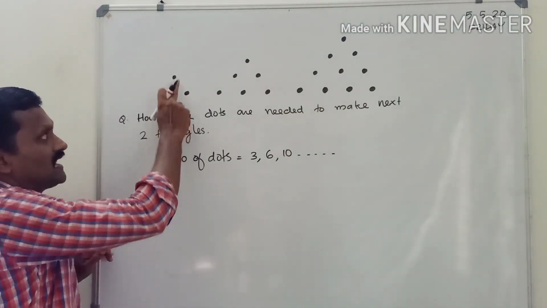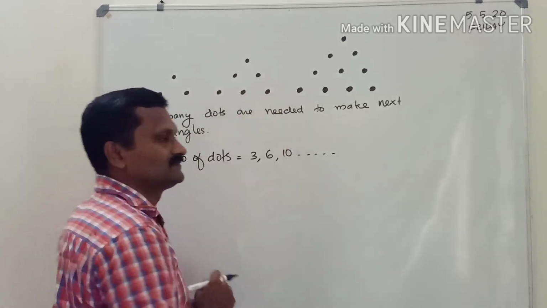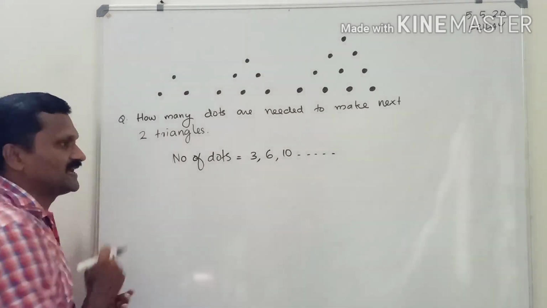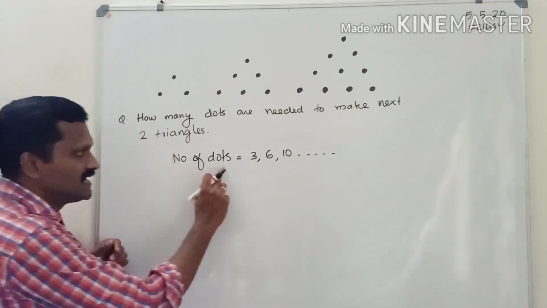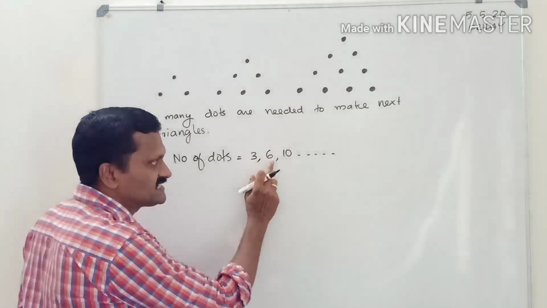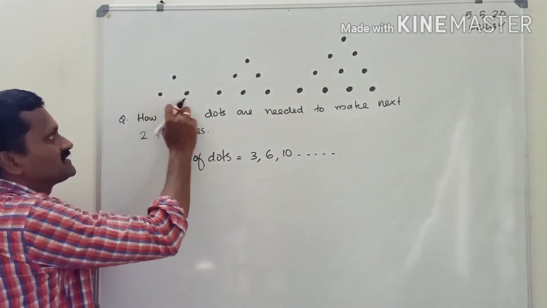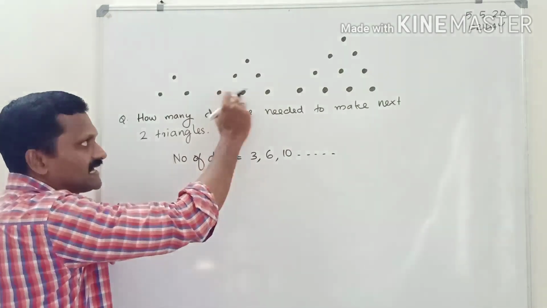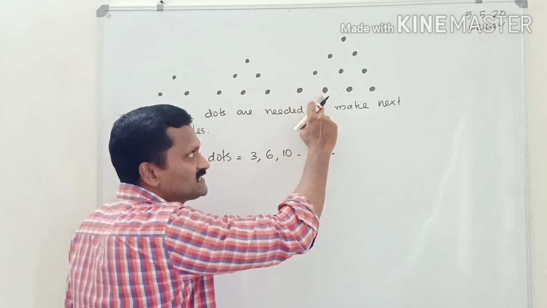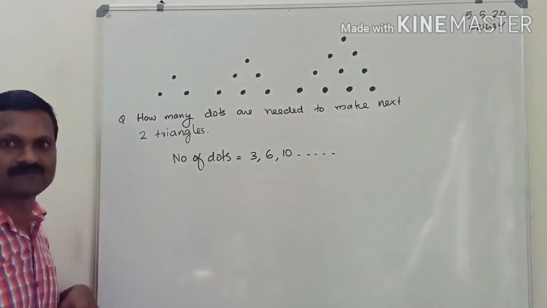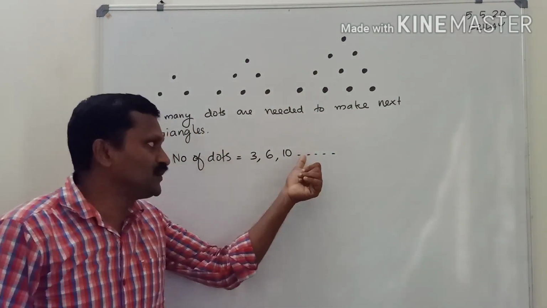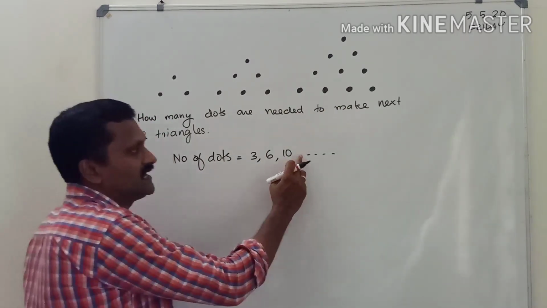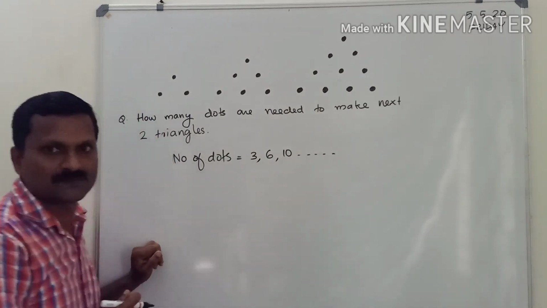The dots are arranged in the form of triangles. How many dots are needed to make the next two triangles? Answer. Number of dots 3, 6, 10, etc. That is, the number of dots in the first triangle is 3, in the second triangle is 6, in the third triangle is 10. We have to find how many dots are needed to make the next two triangles, that is, what are the next two terms of the sequence.